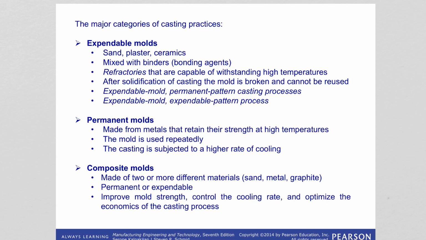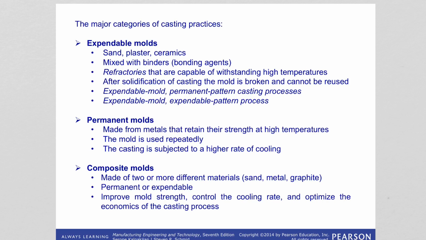So we can say the major categories for casting, depending on the type of mold, as I explained, are three different categories here: expandable molds, permanent molds, and composite molds.